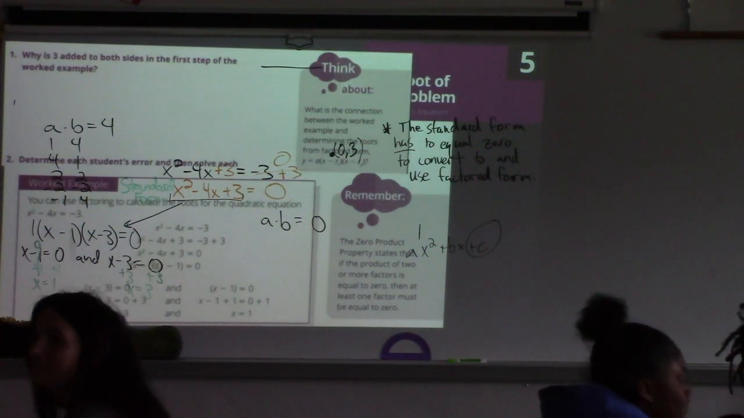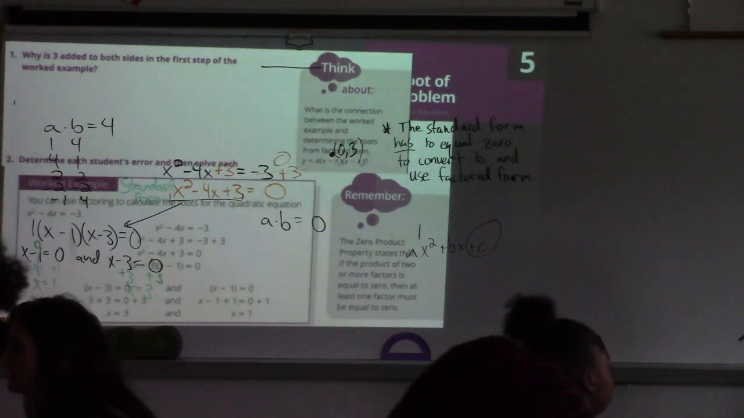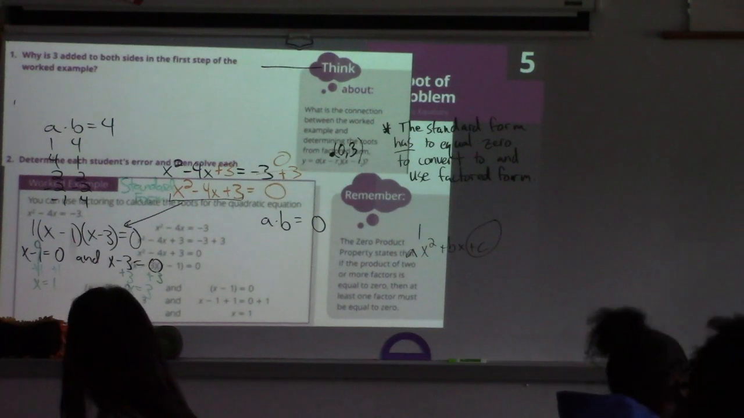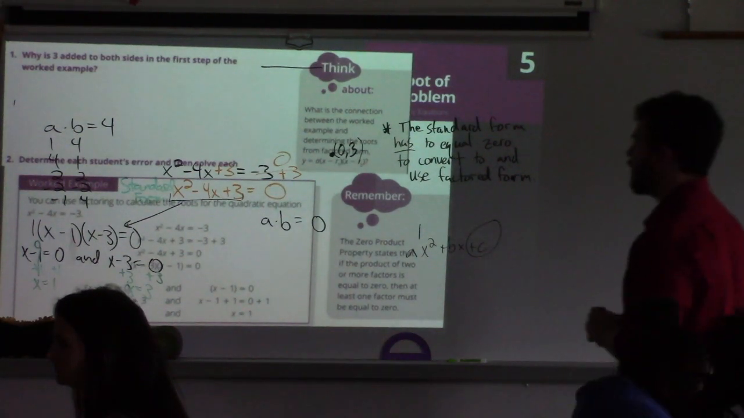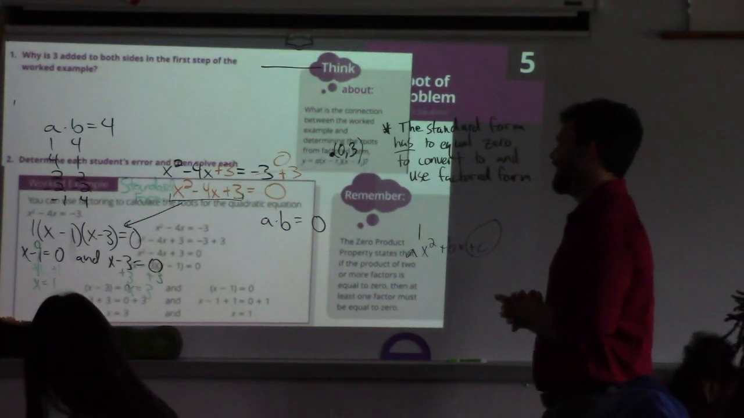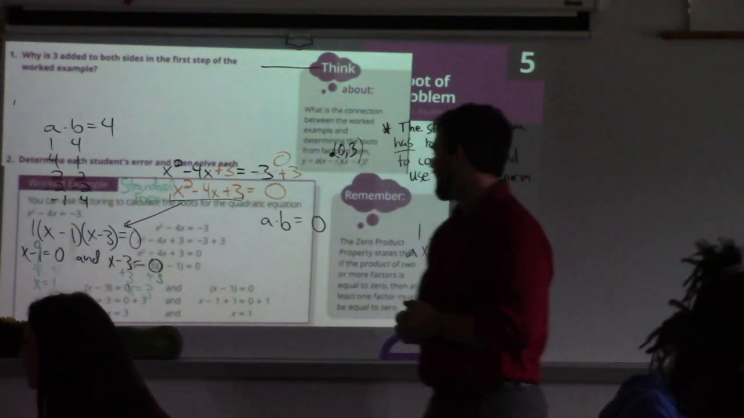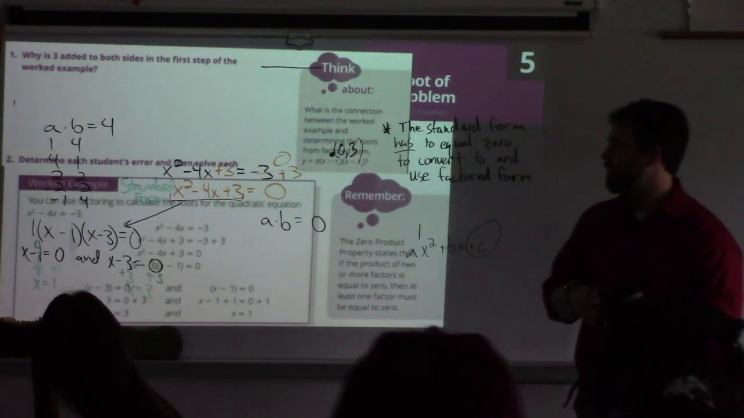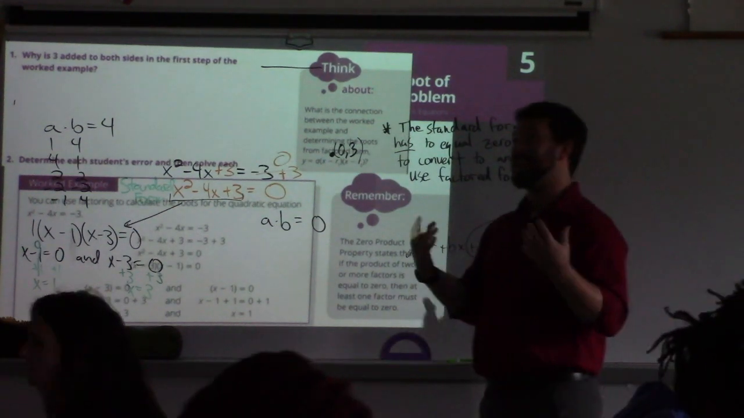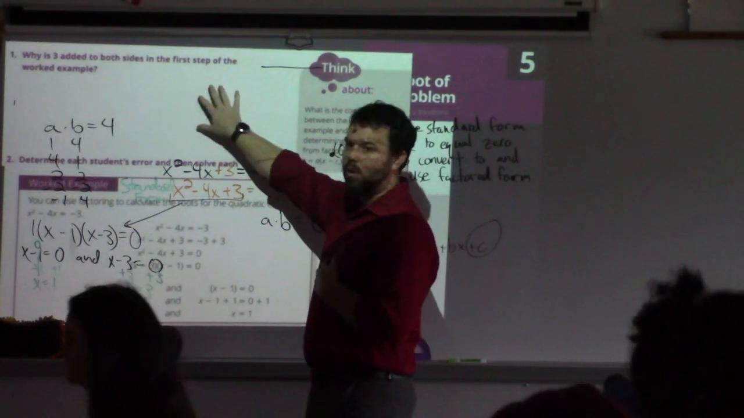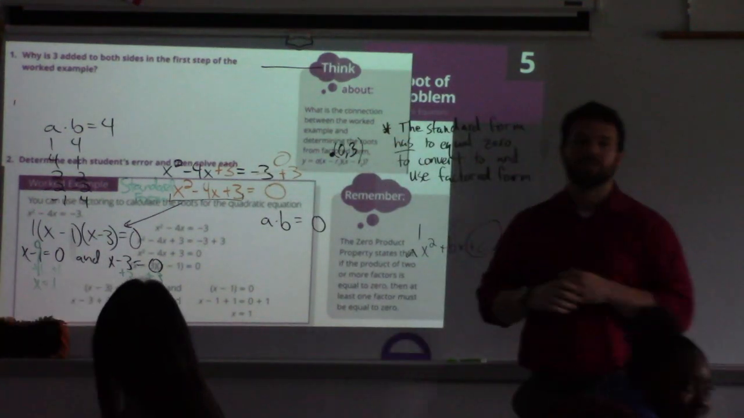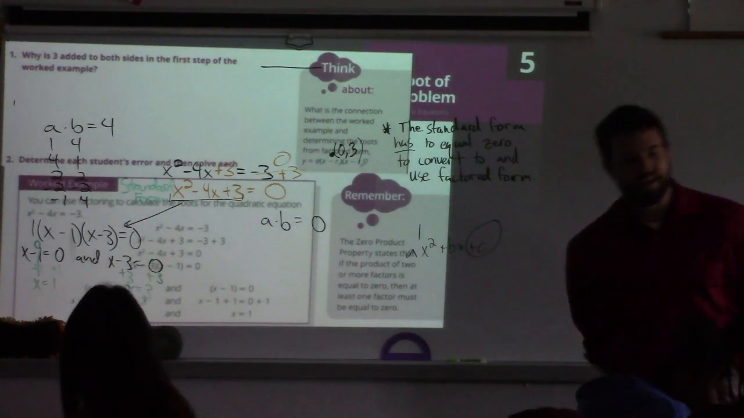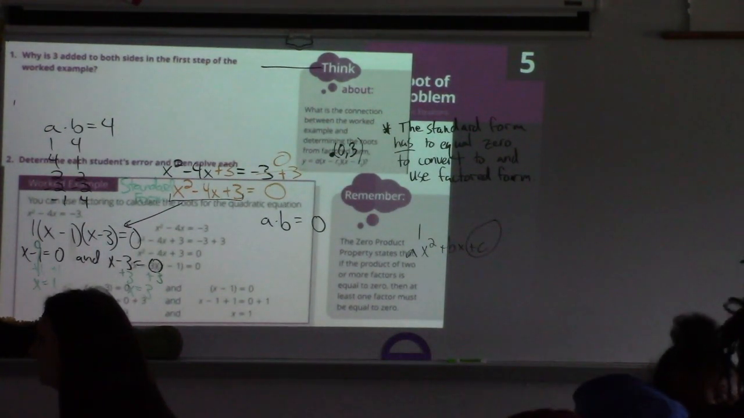I forgot that we already talked about this. Why is 3 added to both sides in the first step of the worked example? So you get 0, so that we can use what property, Caroline? The zero product property. There we go. When did we talk about that? You were asleep. Like literally less than 5 minutes ago. So number 1, 3 is added to both sides so that the right hand side is 0, so we can use the zero product property. There we go.